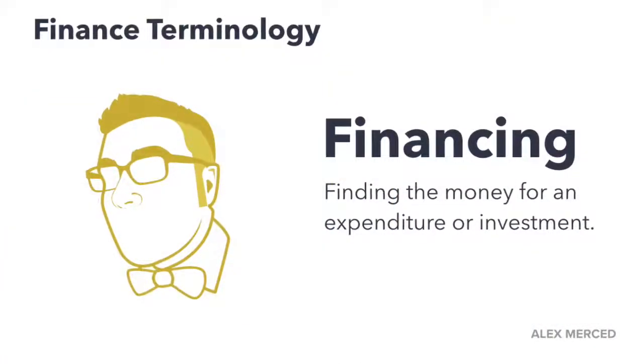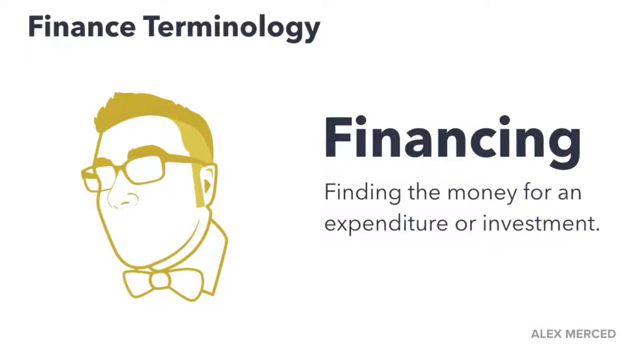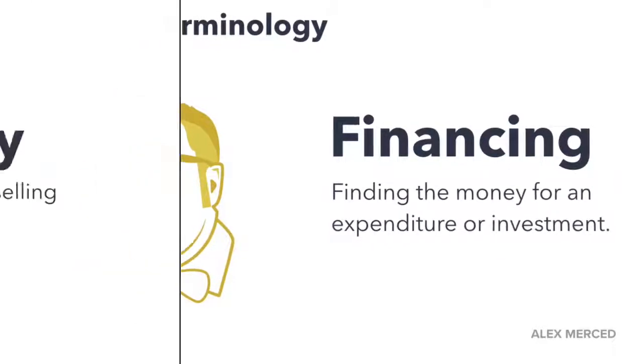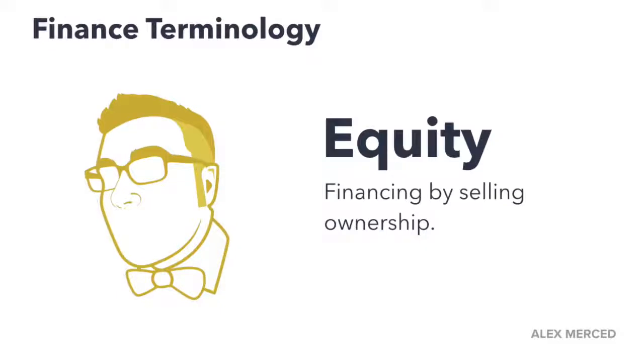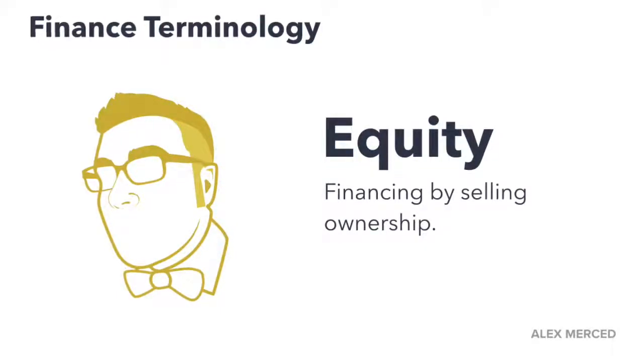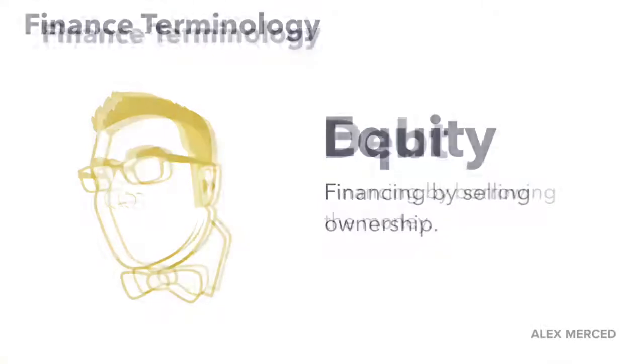Financing, finding the money for an expenditure and investment. When you finance something, you're just saying, I need to figure out where to get the money for this thing. Equity. One way to finance an investment is through equity, by selling ownership in the company that you're starting or in the house that you're buying. This is usually done by issuing stock in whatever you're selling.